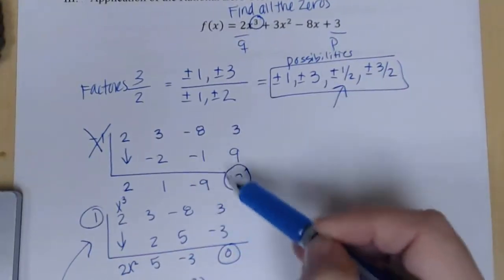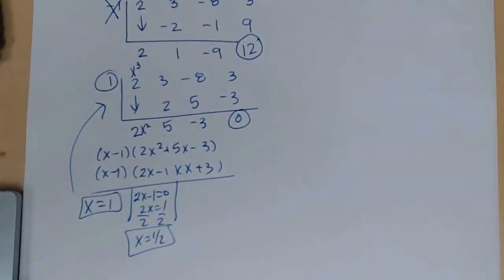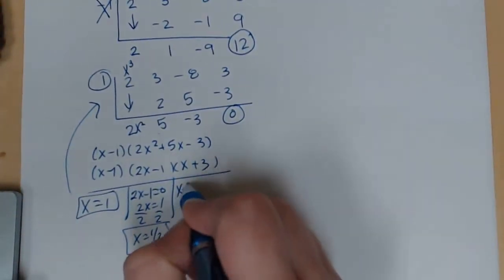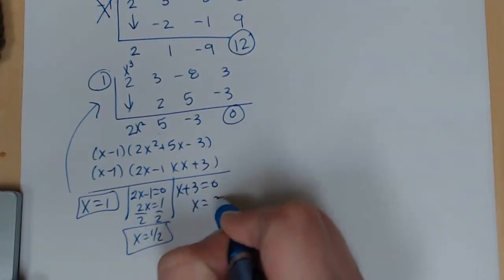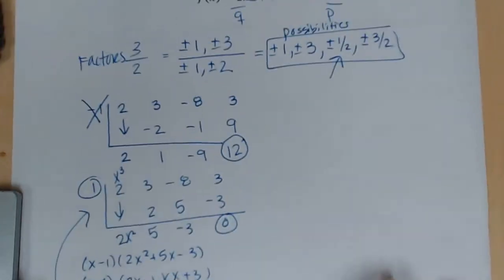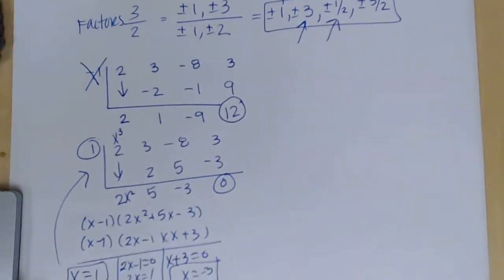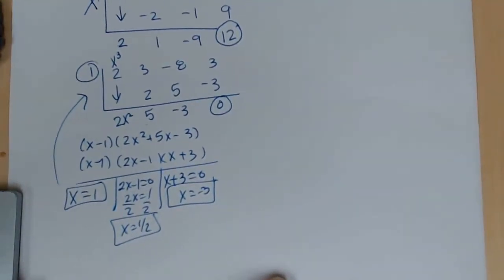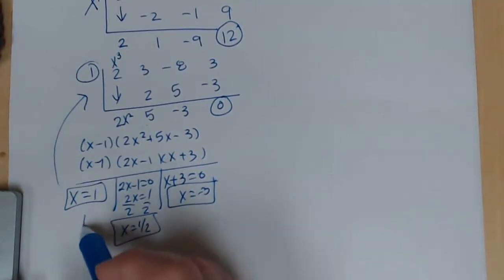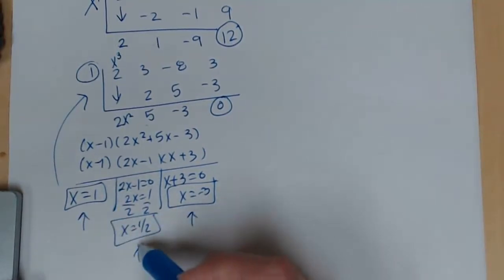So if I had done 1/2 with synthetic, I also would have gotten a 0. Maybe you chose that route. And then x plus 3, which gives me -3. And again, look, that possibility was right there. So you may have tried one of those. Maybe you didn't go in order. That's fine. At the end of the day, the point is to find these zeros right here.